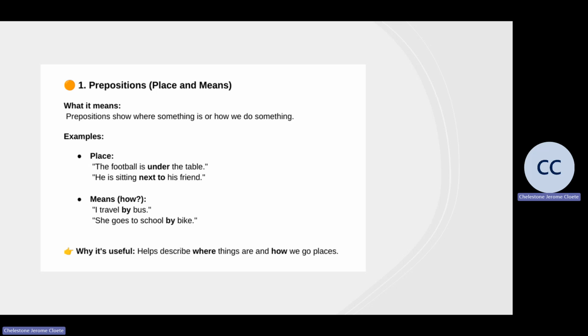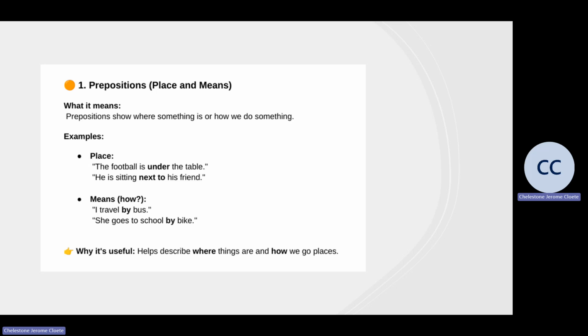When we're busy with prepositions of means, we ask the question how. So, I travel by bus. She goes to school by bike. All right. So why is this useful? It helps describe where things are and how we go to places.